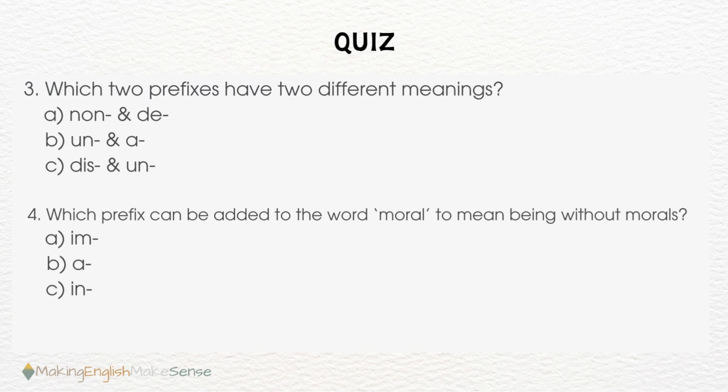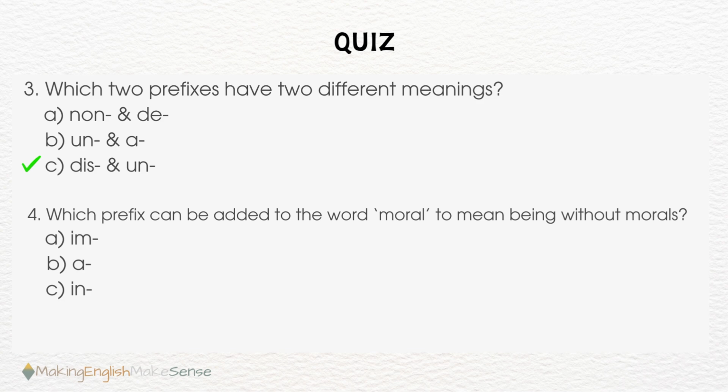Question 3. Which two prefixes have two different meanings? Is it A, non and de, B, un and a, or C, dis and un? The answer to number 3 is C. Dis can mean without, or it can mean undoing, removing, or reversing. And un can mean not, or undoing, removing, or reversing.